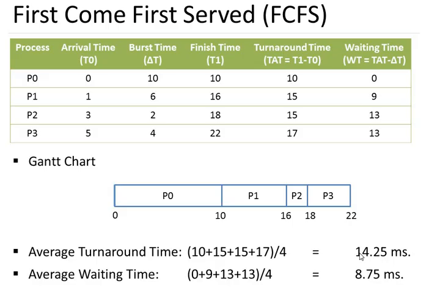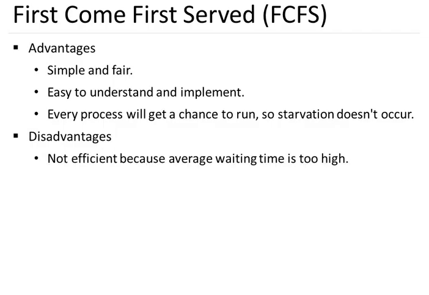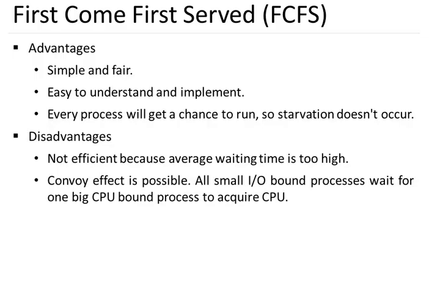So that is the protocol, or I can say the algorithm, of the first come first serve policy. Now let's see the advantages and disadvantages, the pros and cons of this algorithm. It is very simple and fair, easy to implement, and easy to understand also. Every process will get a chance to run, so starvation doesn't occur. And what are the disadvantages? It is not efficient, because the average waiting time is too high. After that, convoy effect is possible. That means all small IO bound processes wait for one big CPU bound process to acquire the CPU.